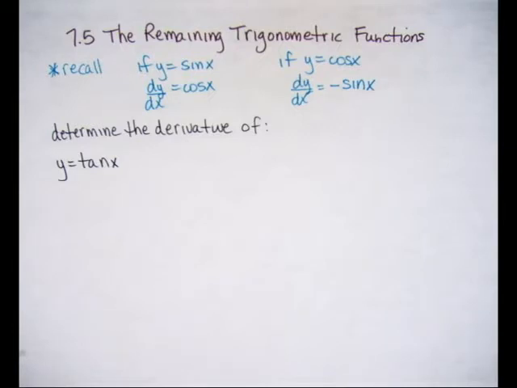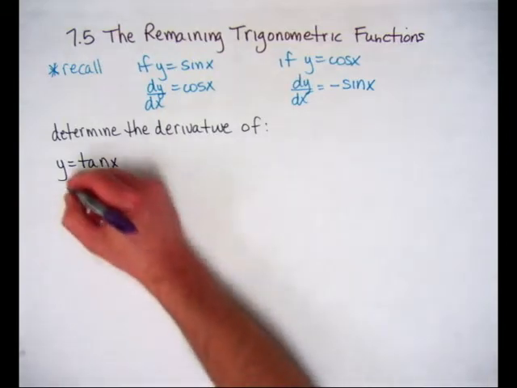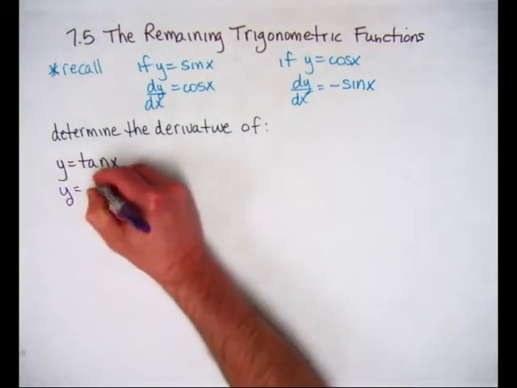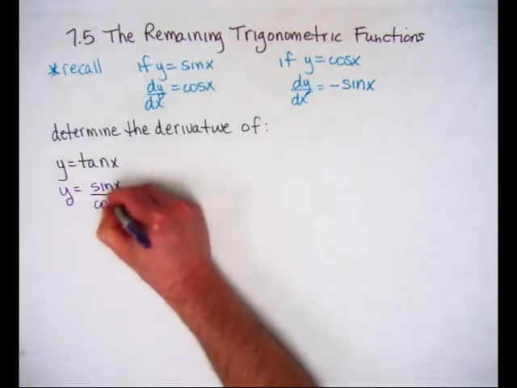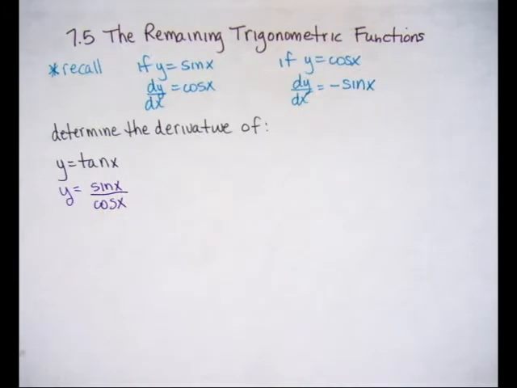start with tan. Now we want to find the derivative of tan x, and we already know how to find the derivative of sine and cos. And the nice thing about trig functions is that they often can be written in terms of each other. So if we look at tan x, there is an identity. It can be written as sine x divided by cos x. It's called a quotient identity.